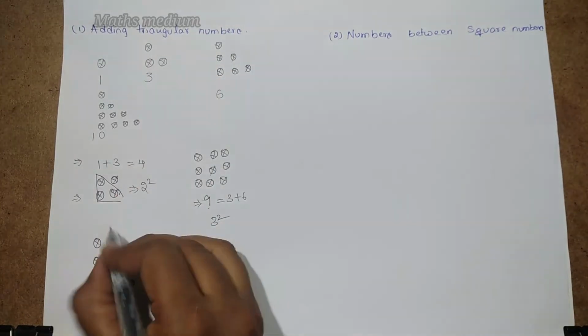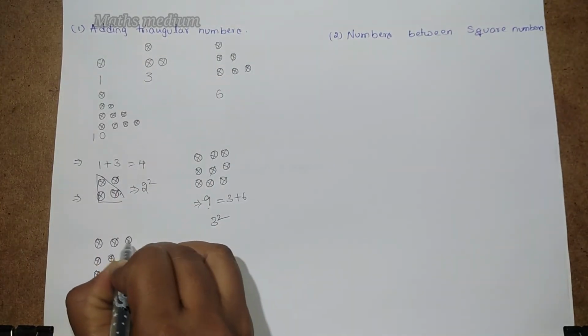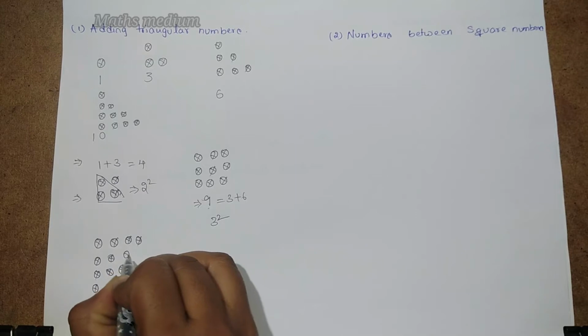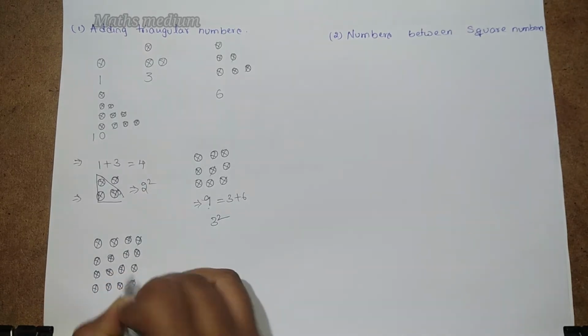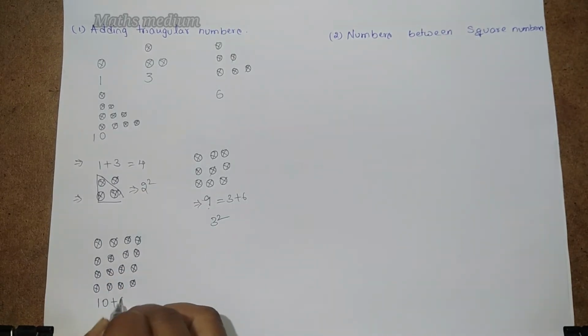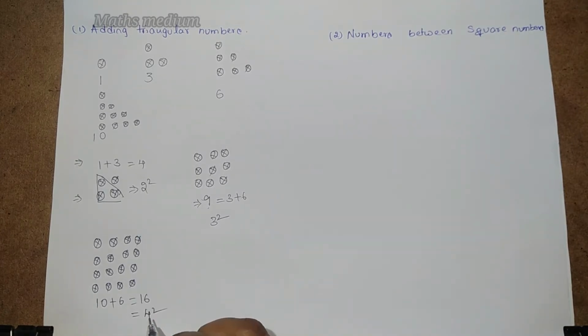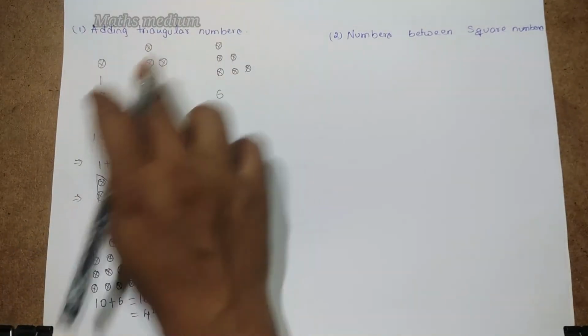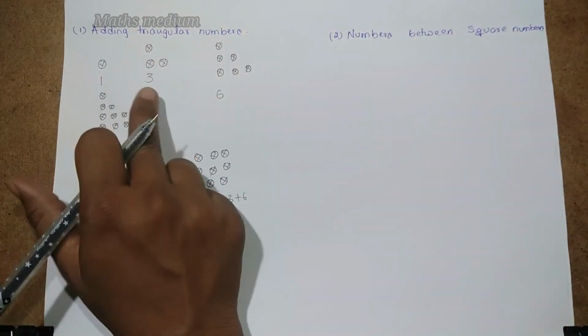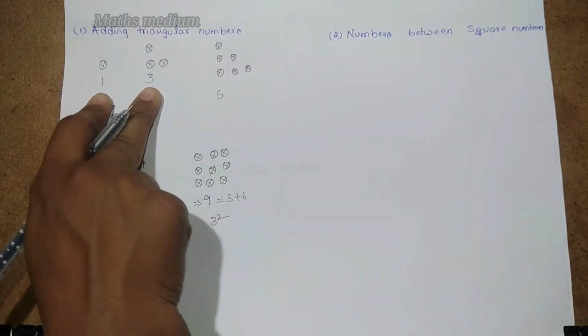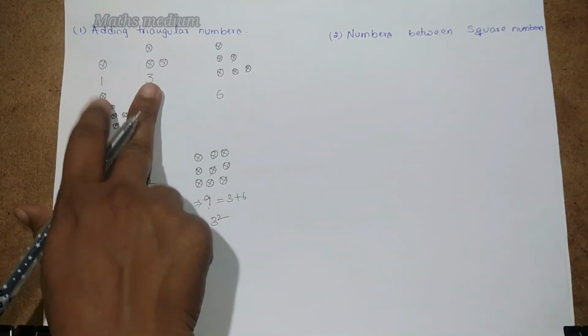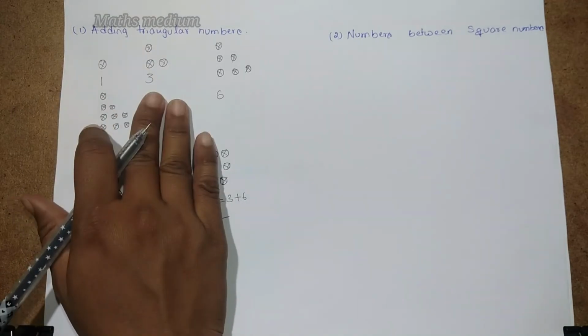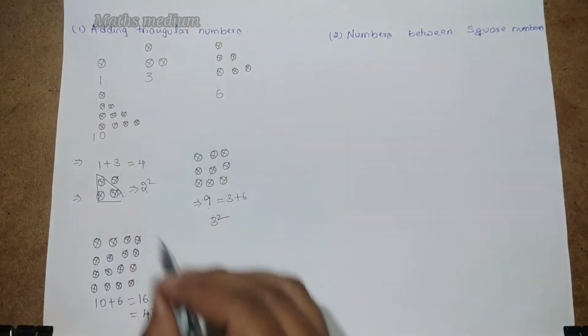Add this 6 to this 10. Here 10 plus 6 is equal to 16. It means it is 4 square. Here we can observe one thing: by adding 2 consecutive triangular numbers, we get a perfect square number. That is the main thing here.